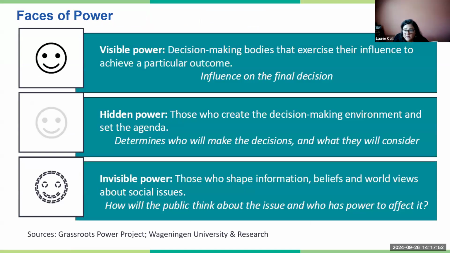So the first thing is we take a look at the 3 faces of power. There are some folks who have visible power. These are clear decision-making bodies that exercise their influence to achieve a particular outcome, so they have direct influence on the final decision. They are oftentimes our legislatures, our local policymakers, county boards, heads of organizations, people who are in those public-facing, visible power positions.